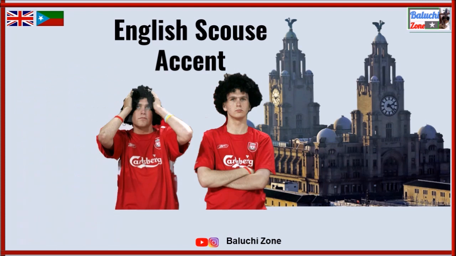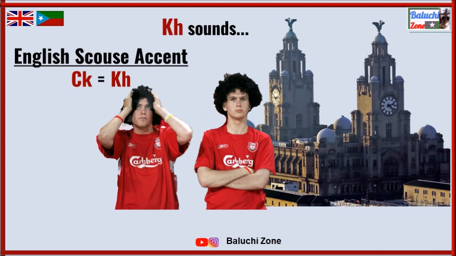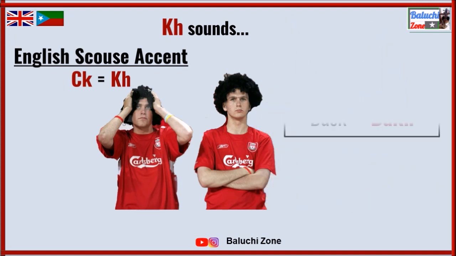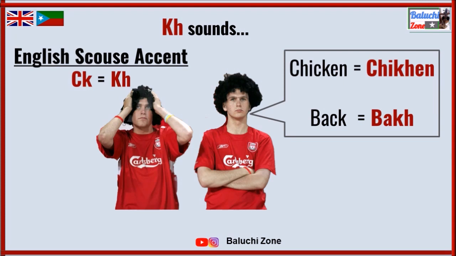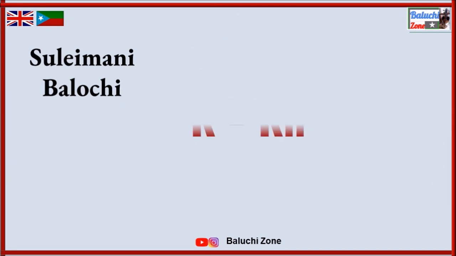Just like the Scouse accent, the Suleimani dialect uses the H sound a lot, particularly when a word contains the letter K. In the Liverpool Scouse accent, words containing CK are pronounced with an H sound. For example, a Scouser would pronounce chicken as chichen and back as bach. Just like the Scouse accent, words containing the letter K are pronounced with an H sound.